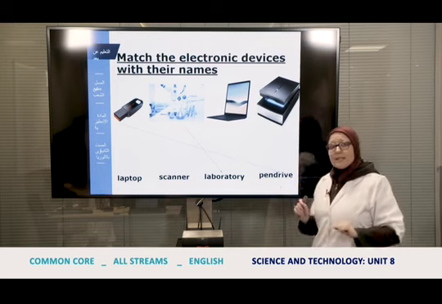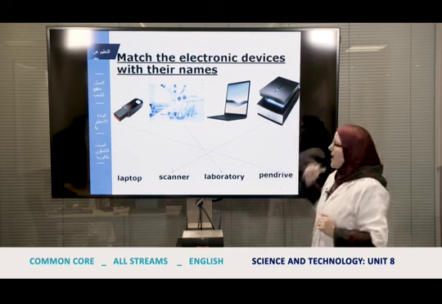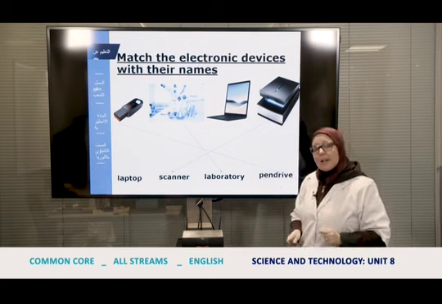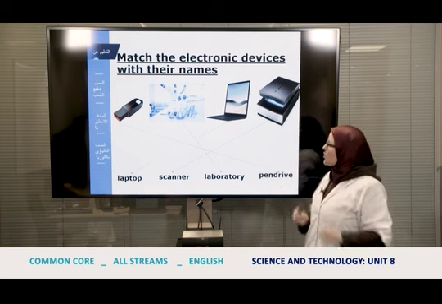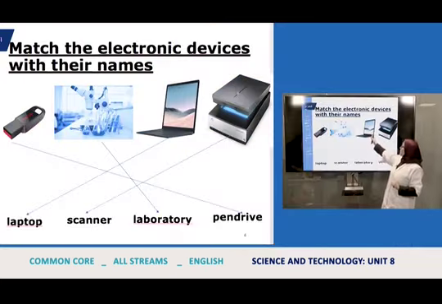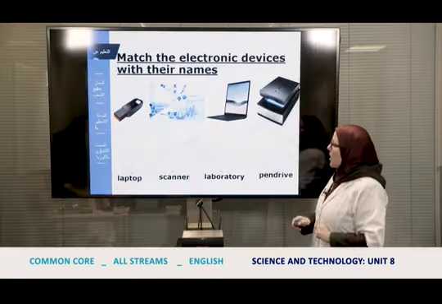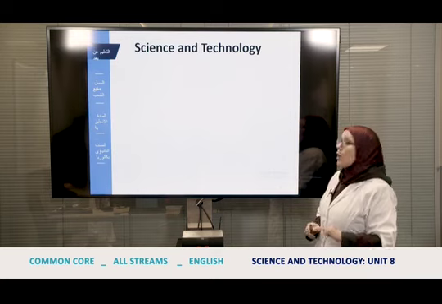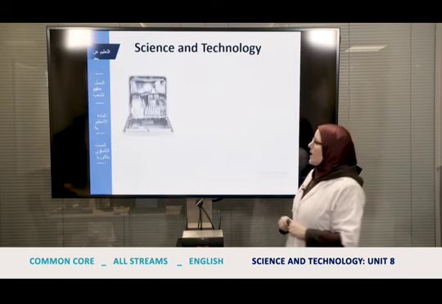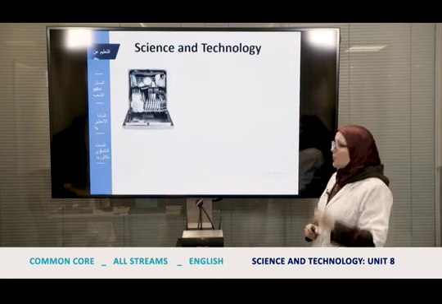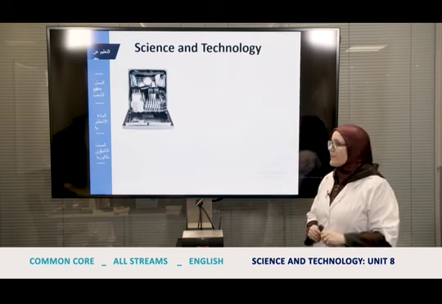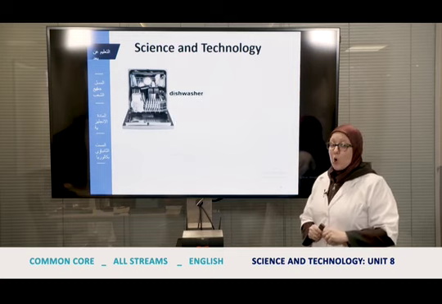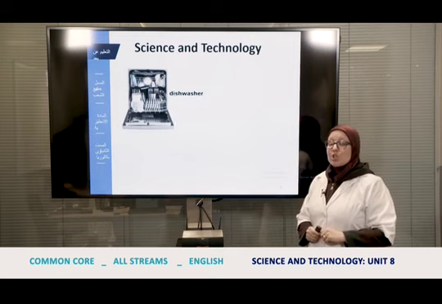The third one is scanner. So this is a scanner. Repeat, scanner. And the next one, this one is a laptop. It's a laptop. We name other electronic devices. Do you know the name of this device? It's a dishwasher. Repeat, dishwasher.